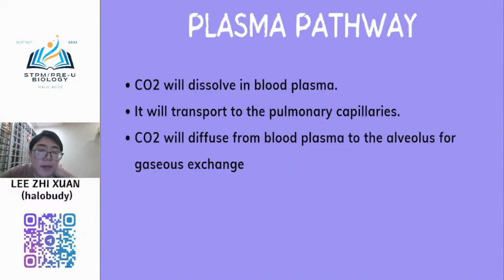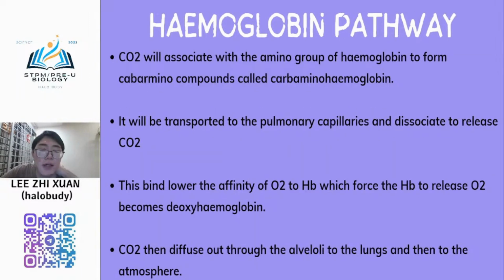The plasma pathway is very easy: just dissolve in the blood plasma, transport to the alveoli, and diffuse into the alveolus. The hemoglobin pathway is similar to the oxygen one. The difference is that the compound for oxygen is oxyhemoglobin, but for carbon dioxide it is carbaminohemoglobin. The rest is reversible, the same as oxygen. What happened in oxygen just reverses back to carbon dioxide for the hemoglobin pathway.